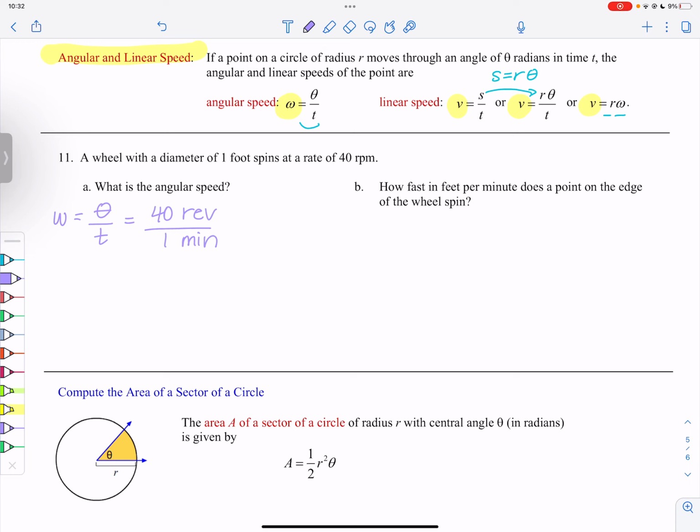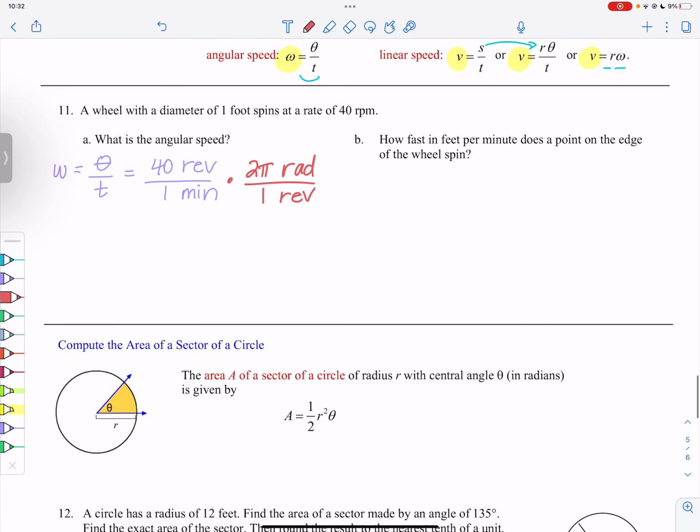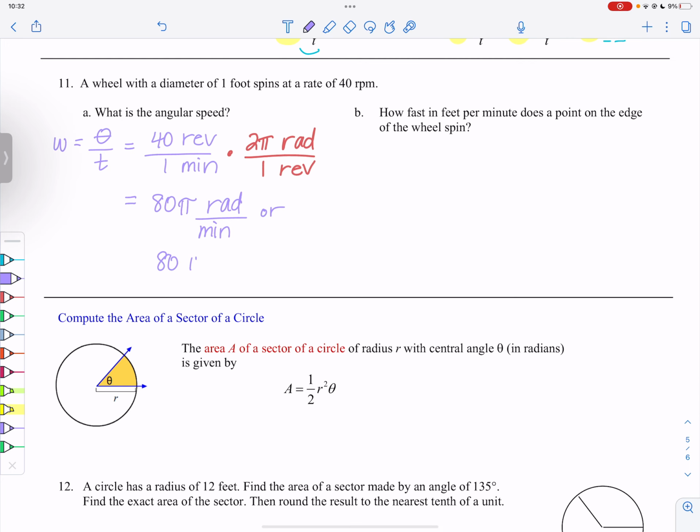They gave that to us, but now we are going to convert that to radians, okay? So how do we do that? We have 2 pi radians in 1 revolution. And so when we work that out, we come up with 80 pi radians per minute. Or, since radians are unitless, we have 80 pi per minute.